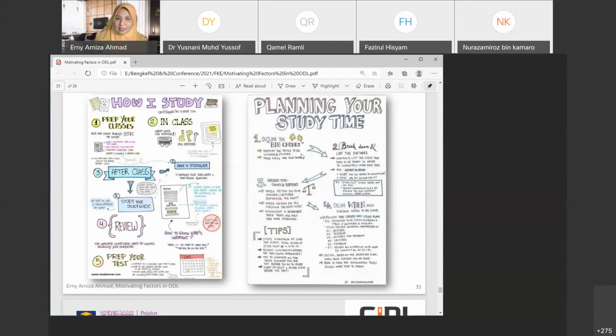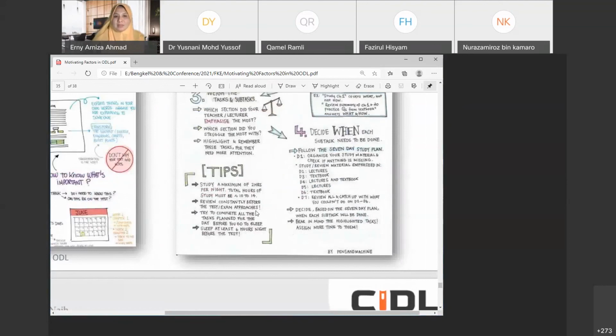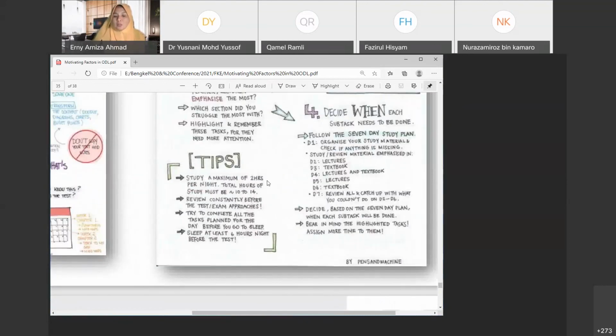So how to plan your study time: you outline the big chunks, break them down, and then weigh the tasks and subtasks, and then decide when each needs to be done. Study a maximum of 2 hours per night. Total hours of study must be 10 to 14 hours per week. So review constantly before the test or exam approaches. Try to complete all the tasks planned for the day before you go to sleep, and then sleep at least 6 hours at night before the test.